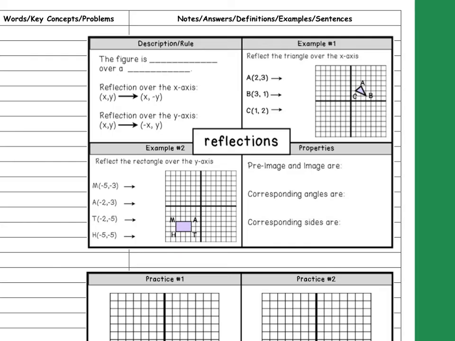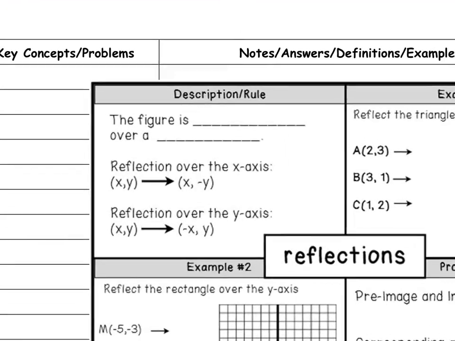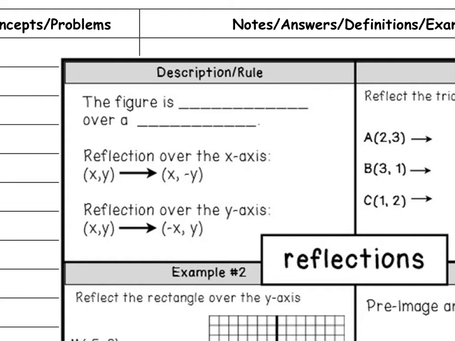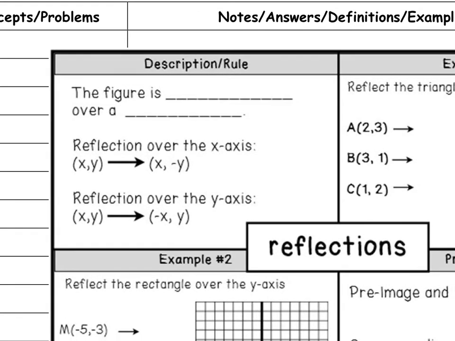Okay. We're going to do reflections now. So now we're going to talk about a reflection. We've moved on from a translation to a reflection. And so first we're going to talk about the description or the rule of a reflection. And another name of a reflection is a flip. So a translation is a slide, a reflection is a flip, because the figure is flipped over a line, okay?